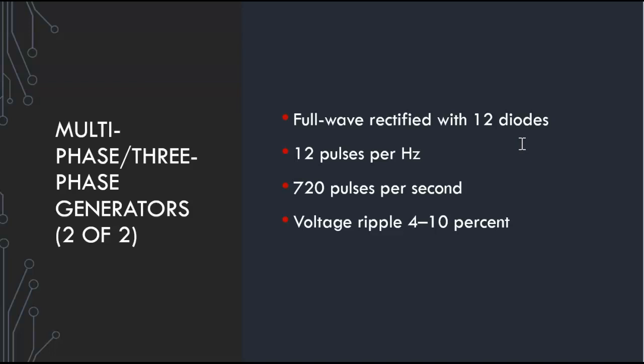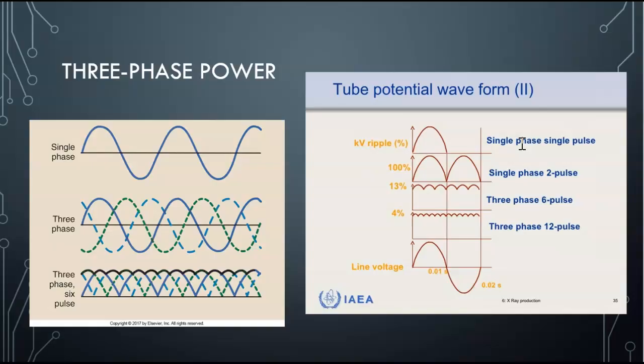We have full wave rectified units with 12 diodes. Oh my goodness, so we have 3, 6, 12. So we have 12 pulses per hertz, 720 pulses per second, and a voltage ripple of 4 to 10%. That's fantastic. Much better.